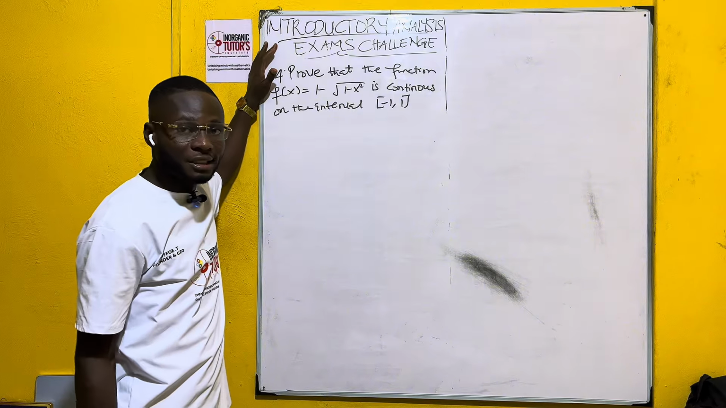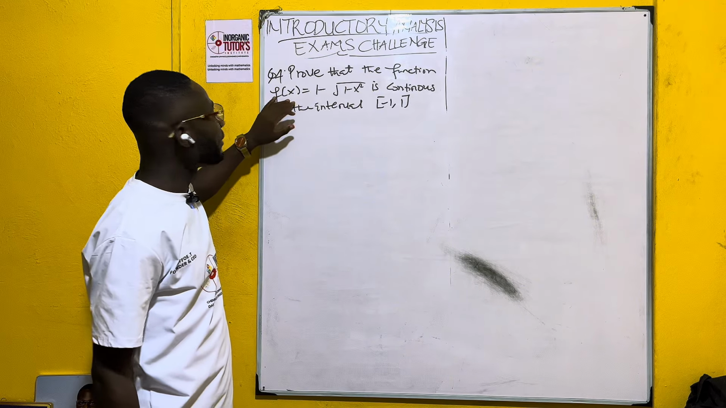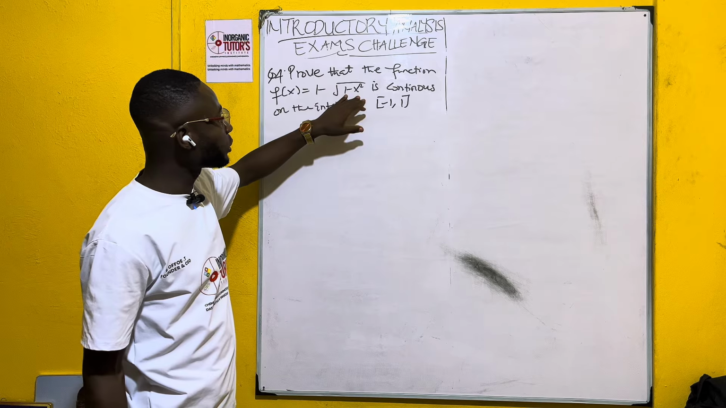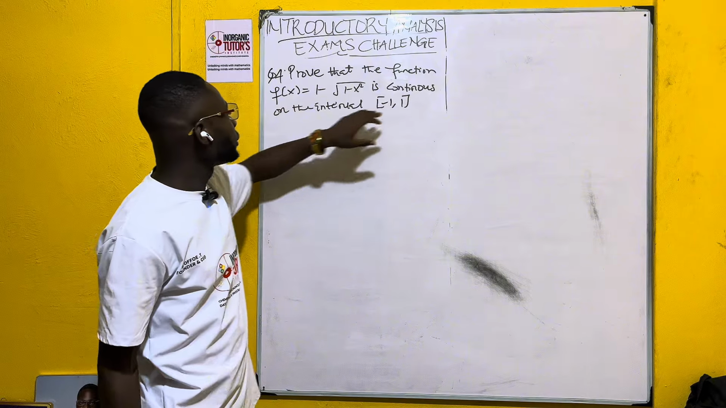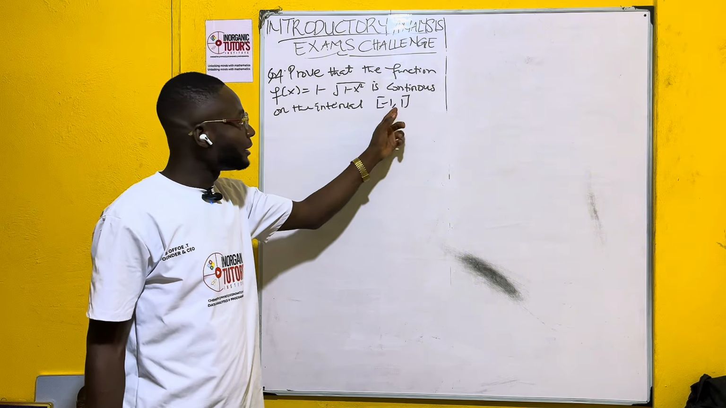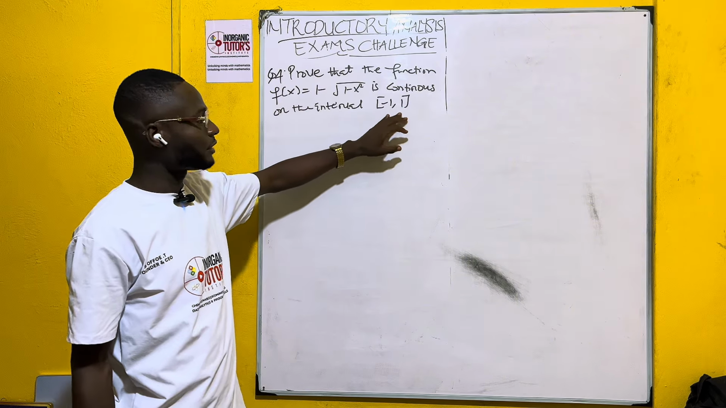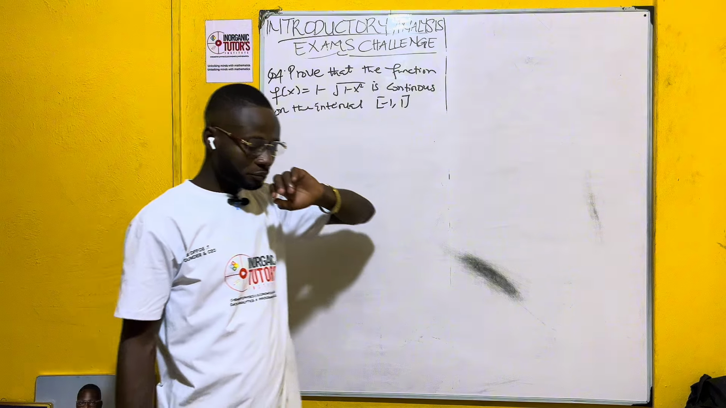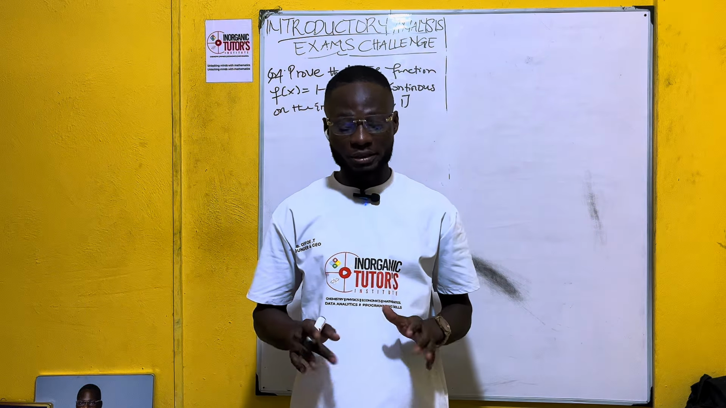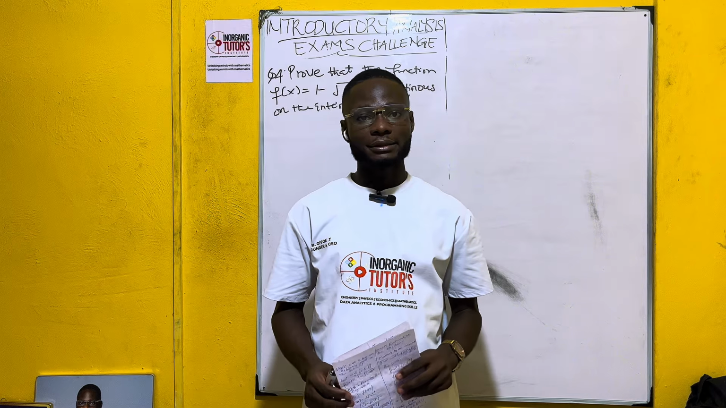Okay, so with question number 4, we want to prove that the function f of x is equal to 1 minus the square root of 1 minus x squared is continuous on this closed interval, negative 1 and 1. So first of all, this is a problem of continuity, so we have to go by that.